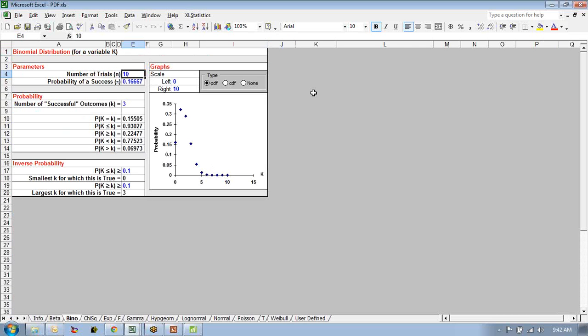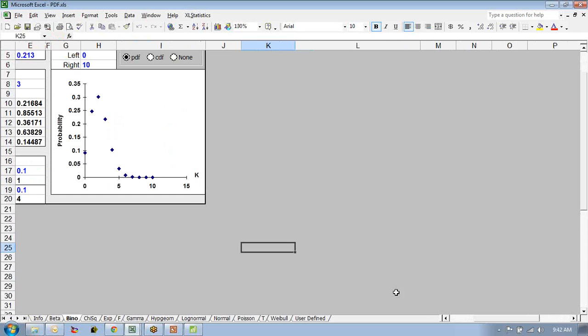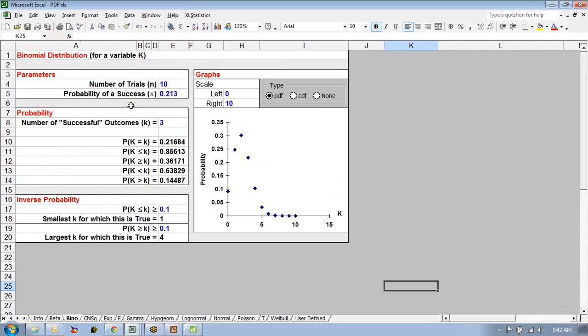And we have 10. I'm saying number of trials is 10, and my P was 0.213. And I want to know exactly 3. Here, let's make this big again. I want to know exactly 3, which is given by this. There it is, 21% chance that I'll have exactly 3.